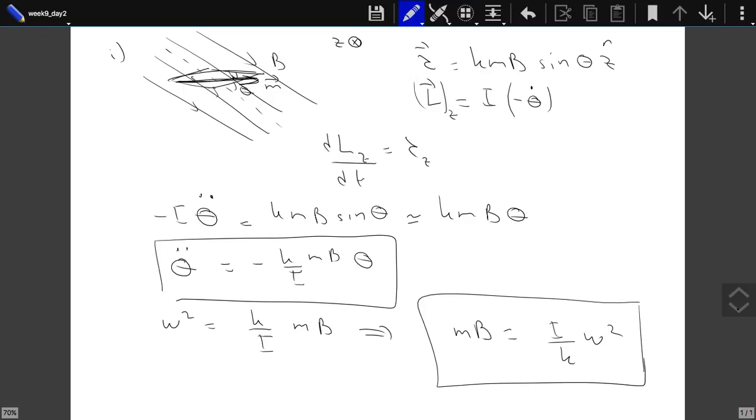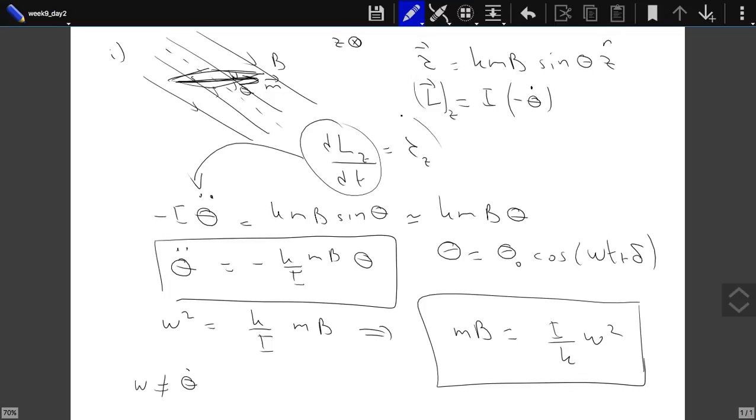No. Omega is not theta dot. But theta is theta 0 cosine omega t plus delta. So you see, this is my compass. Let's say the magnetic field is in this direction. My compass will do such a motion. How do you write the equation? Which one? This one. Minus I theta double dot equals K mb sine theta. This is equal to this one.